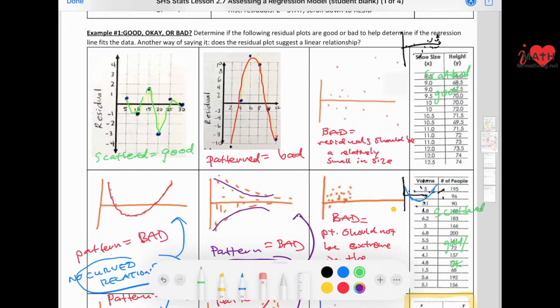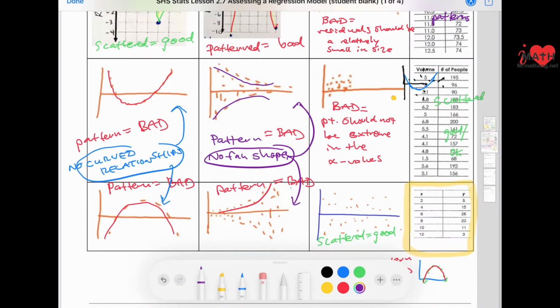Okay, so another way of saying scattered, let's just make sure this is obvious. Scattered is the same thing as saying no pattern. So when the residuals have no patterns, that is good for a linear relationship. Does that make sense? All right, let's move on now to page number 3.